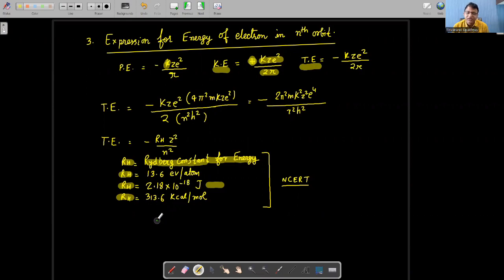You understand that the Rydberg constant is 109,677 per centimeter. That is correct. But the Rydberg constant is also in terms of energy, which we use as 13.6 or 2.18 into 10 to the power minus 18, right? These are also Rydberg constants for energy. And these things are given in NCERT.